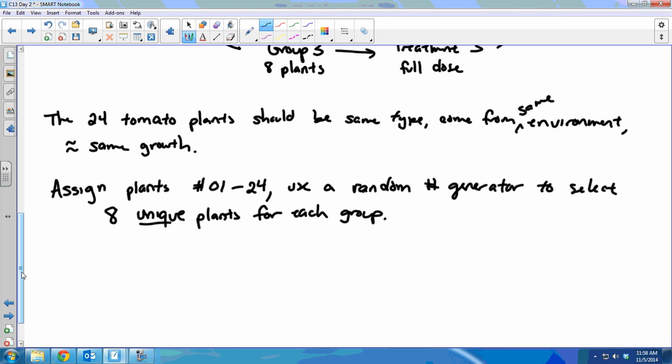Why is the word unique underlined? Can't have the same plant twice because you can only use it once.